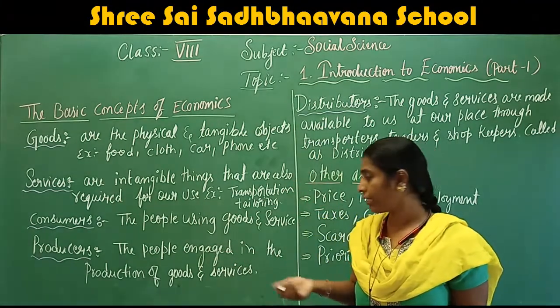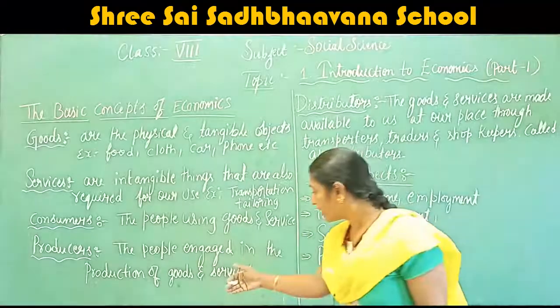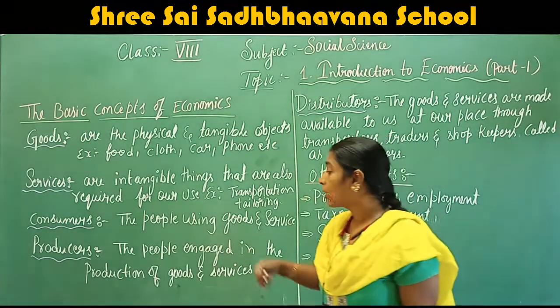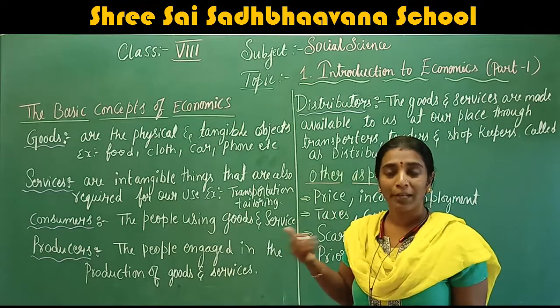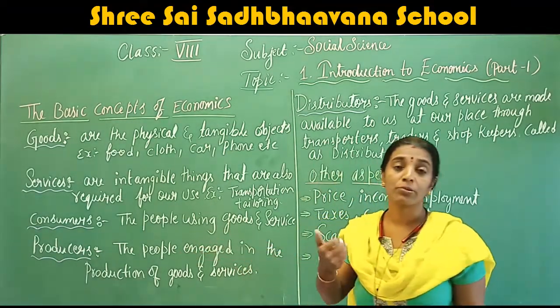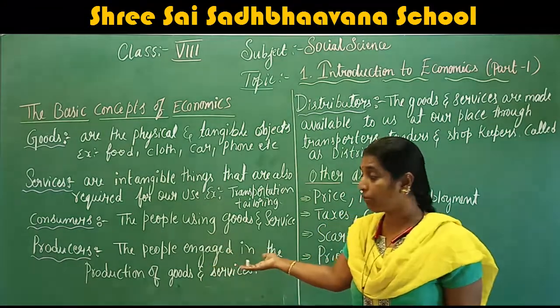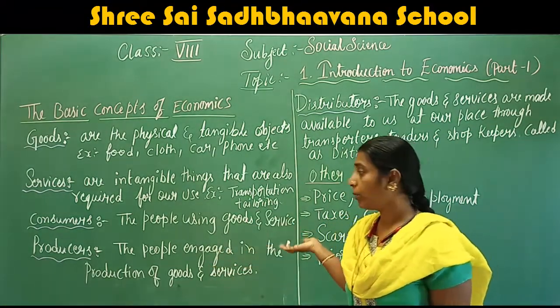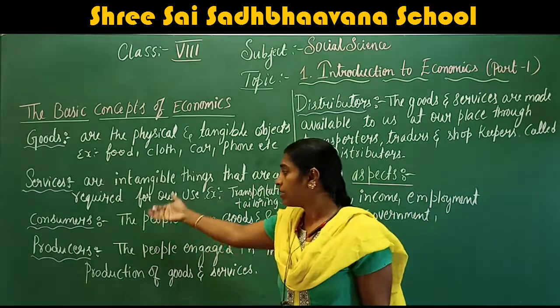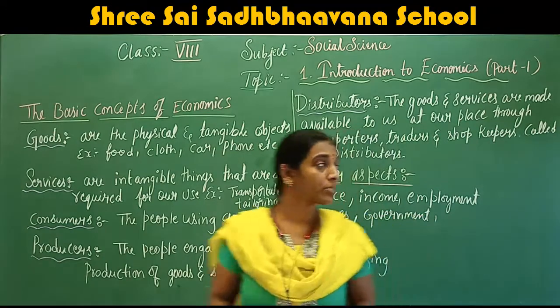The doctor, teacher, and advocate are producers when it comes to services. And for goods, agriculturists are producers, as they produce crops, that is, agricultural goods, and the people involved in industries are all producers. So, consumers, producers, and distributors. Children, what do you mean by distributors?